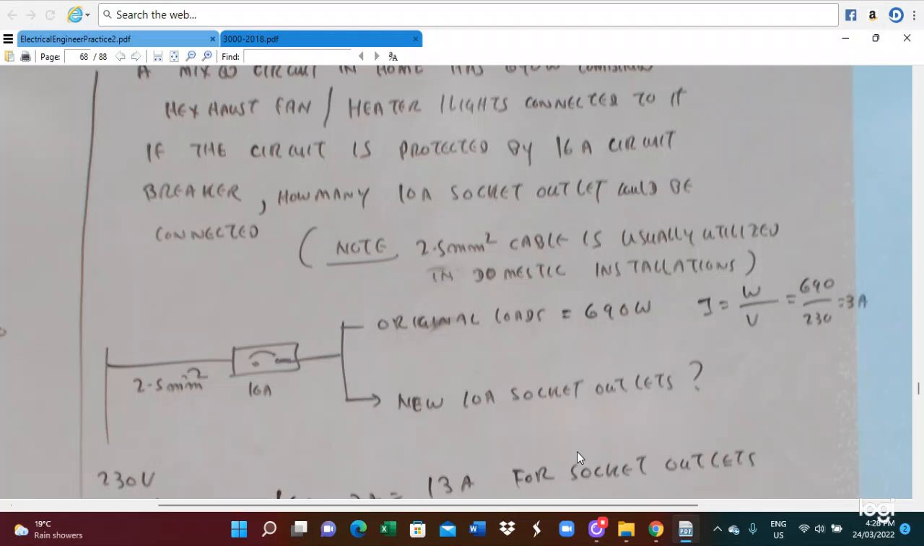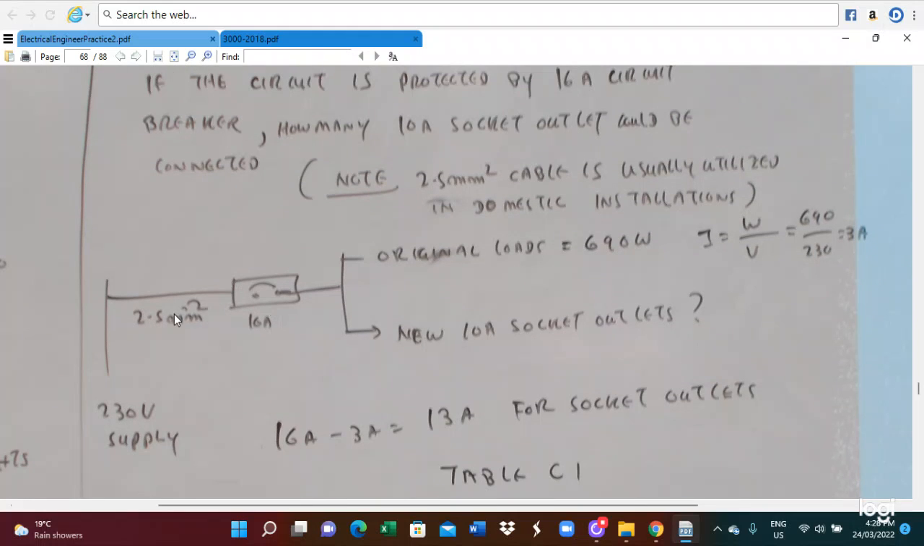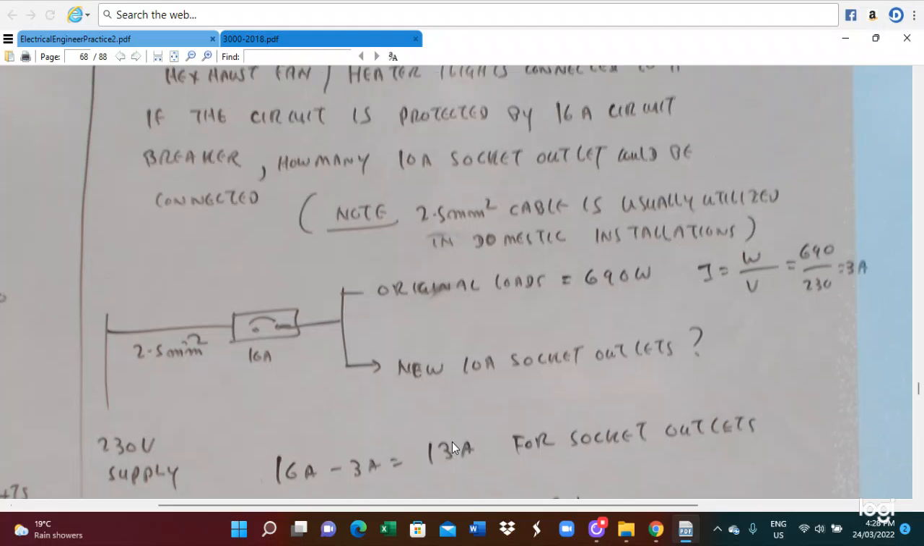And how many socket outlets will that leave? So that will be 16 MVR minus 3, you got 13 MVR. So 13 MVR is available for the socket outlets. So how many 10 MVR socket outlets can be connected?